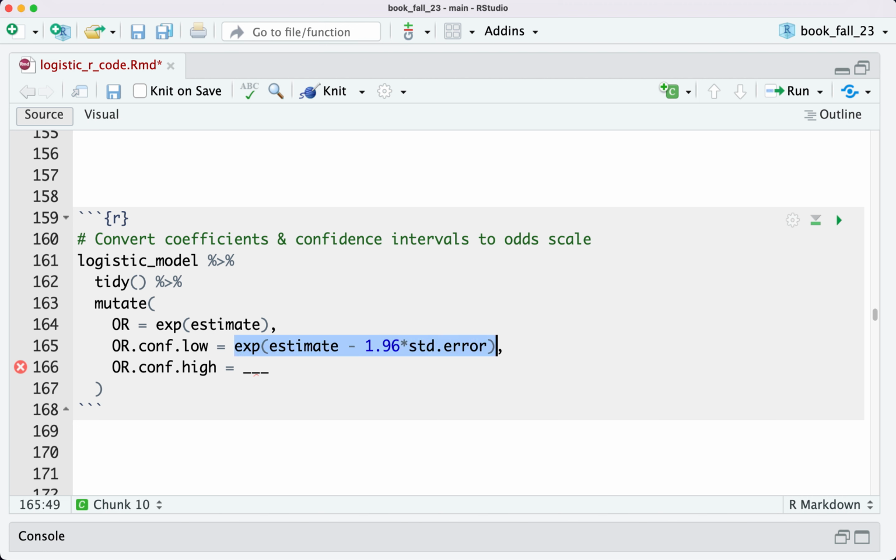Similarly, to get the upper bound of my confidence interval for the odds scale coefficients, I can take the estimate plus roughly 2 standard errors. Again, the idea here of our confidence interval is that on the log odds scale, we're going to take our estimate plus or minus 2 standard errors, roughly. 1.96 is just a little bit more precise. But then to get them on the odds scale, we'll exponentiate.